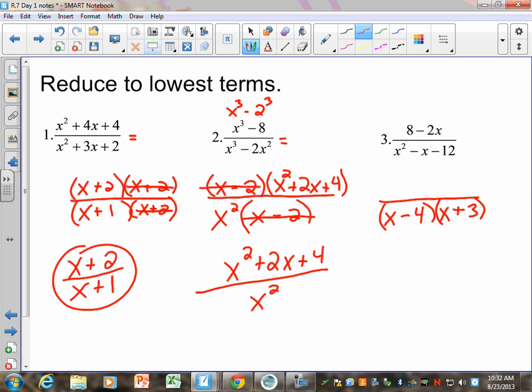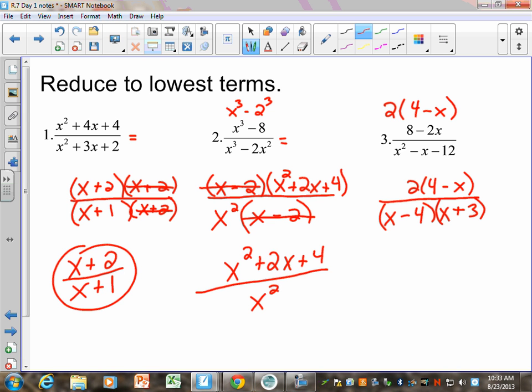On the top, do you agree we could pull a 2 out of that? But I'm going to write it up here just to kind of show you. If I just pull a 2 out of this, I would be left with 4 minus x. Well, maybe I'll write it here so you can see it. 2 times 4 minus x.